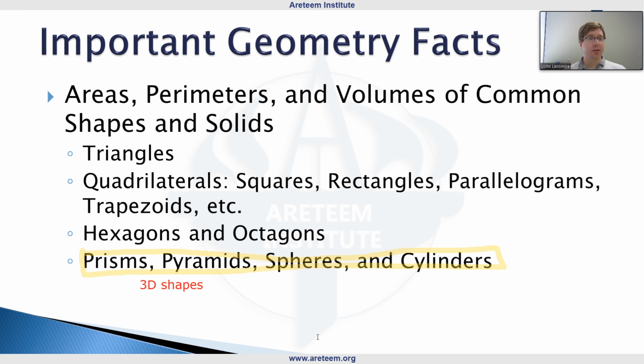Prisms are like boxes, or you could have a triangular prism, things like that. Then pyramids all go to one point on top. Spheres and cylinders are the curved ones, and so on.